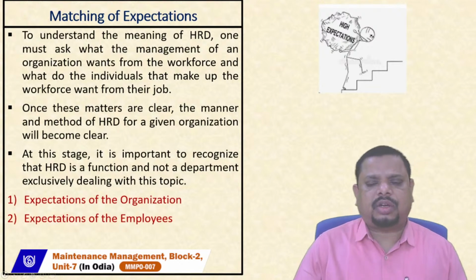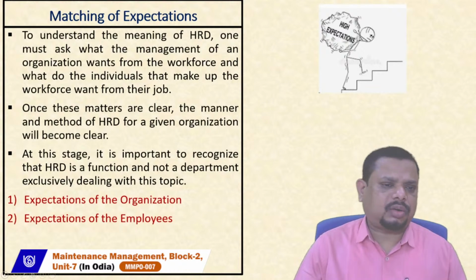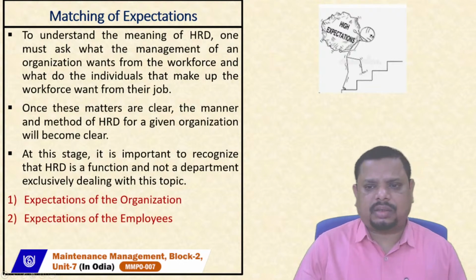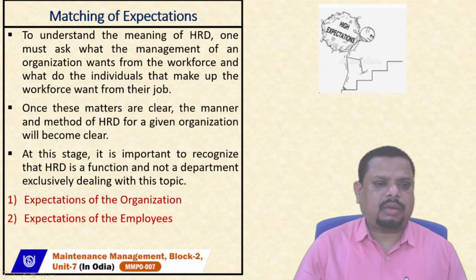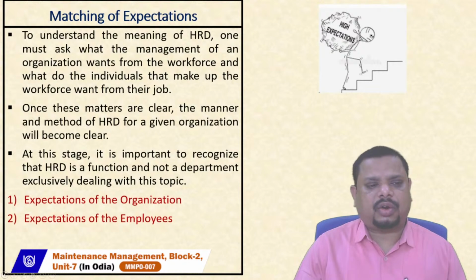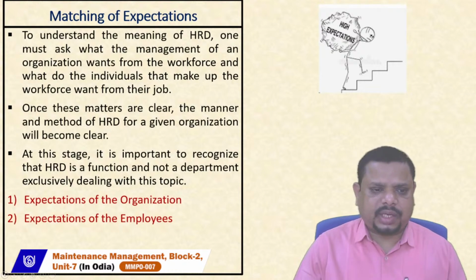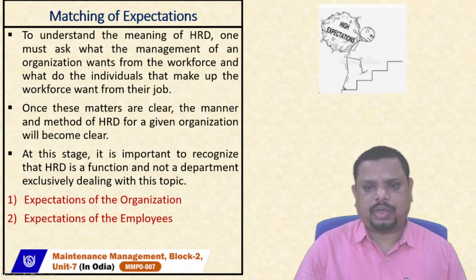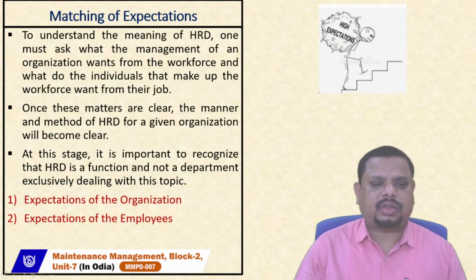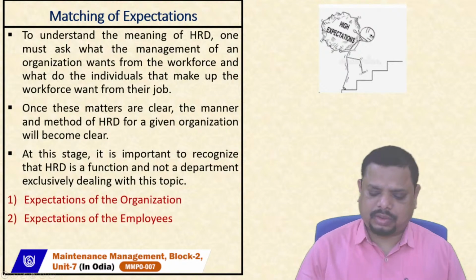So as I told, the expectation of organizations and the expectation of employees directly form the matching of expectations for a specific organization. Once these matters are clear, especially with reference to the expectation of organizations as well as the expectation of employees, the manner and method of human resource development for a given organization will become clear. At this stage, it is important to recognize that human resource development is a function, not a department. These topics simply deal with two major aspects: the first one is expectation of organizations, and the second one is expectation of employees. So let's discuss the expectation of organization as well as the expectation of employees.